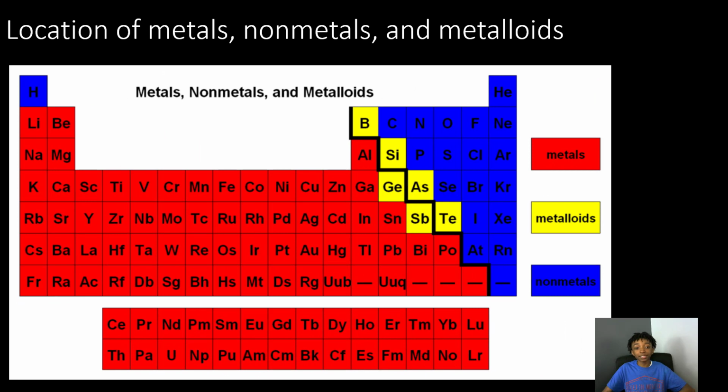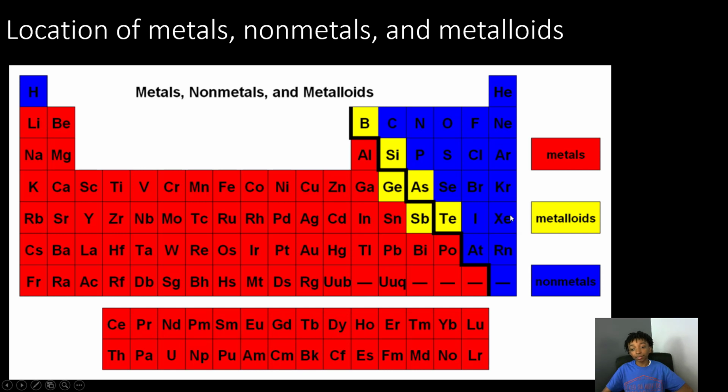Now let's look at the locations of our metals, nonmetals, and metalloids. So let's start with our metals, and since 80% of the periodic table is metals, just so that way you can remember where all the metals are at, most of the metals are going to be on the left hand side of the periodic table, and then all of the metals at the bottom of the periodic table are going to be metals.